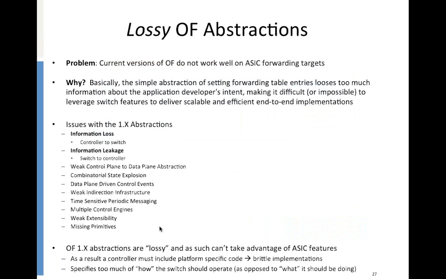Well, the problem here is current versions of OpenFlow, including 1.3 plus whatever it is, 1.3.1 or whatever we're on, do not work well on ASIC targets. And as I said, ASICs are the workhorses of the forwarding plane. The basic thing here is that, at the end of the day, setting a forwarding table entry just loses too much information about what the application or controller writer's intent was and makes it difficult or impossible to leverage switch hardware features, right? I'll just talk about two of these. Here's the laundry list, but I'll talk about the information loss and the leakage one just informally here.